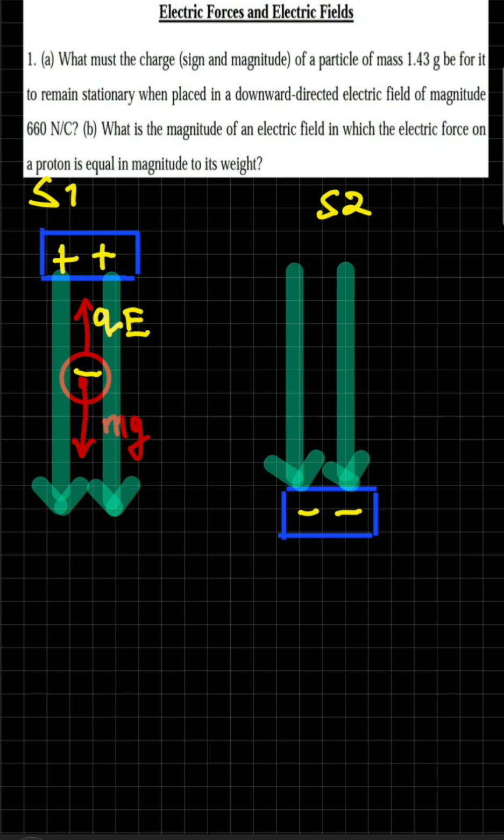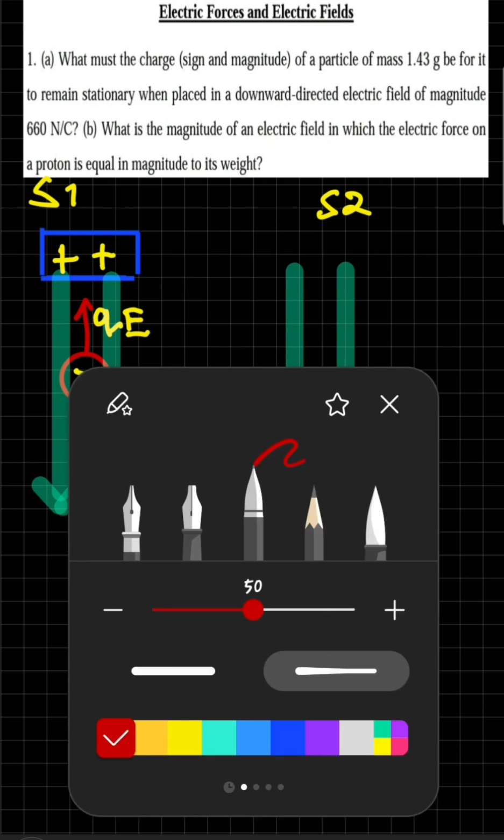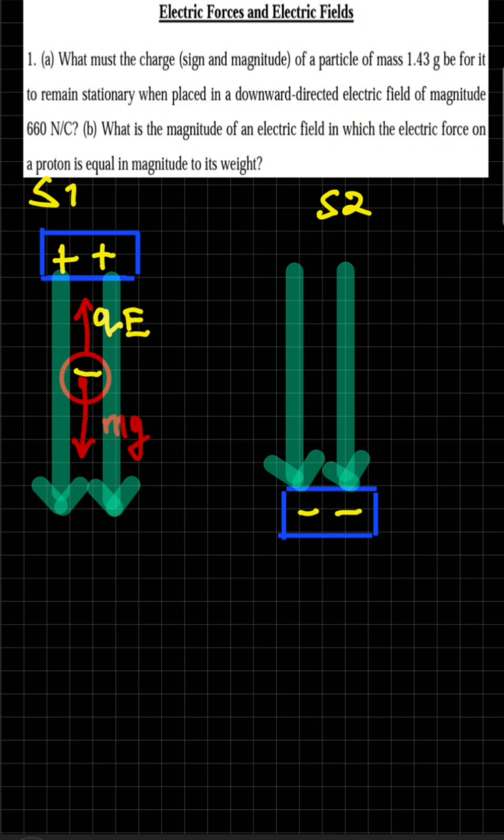So I'm just doing this to show you that it doesn't really matter which scenario you choose, as long as the electric field is directed in the direction mentioned in the question. Okay, so we have the particles there. Now remember, in scenario 1 we said this particle should be negatively charged. Let's see what charge it will be in this scenario 2.